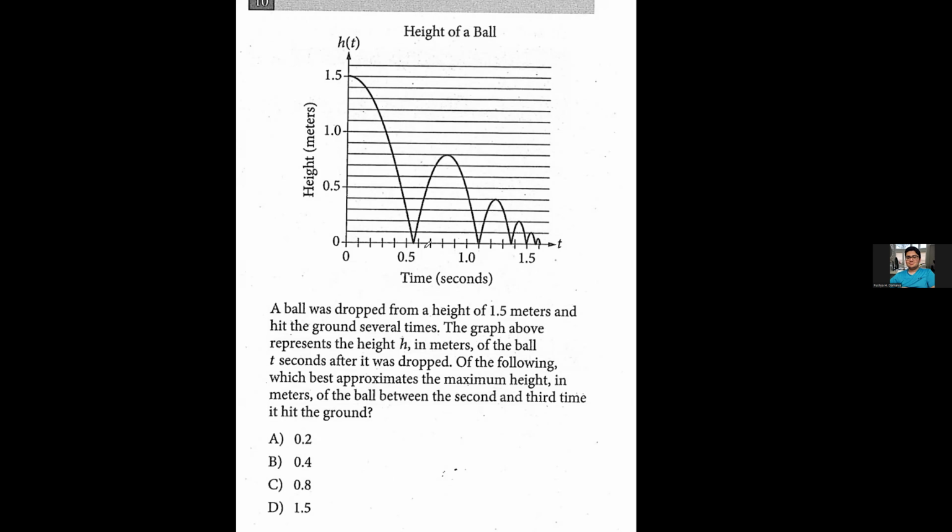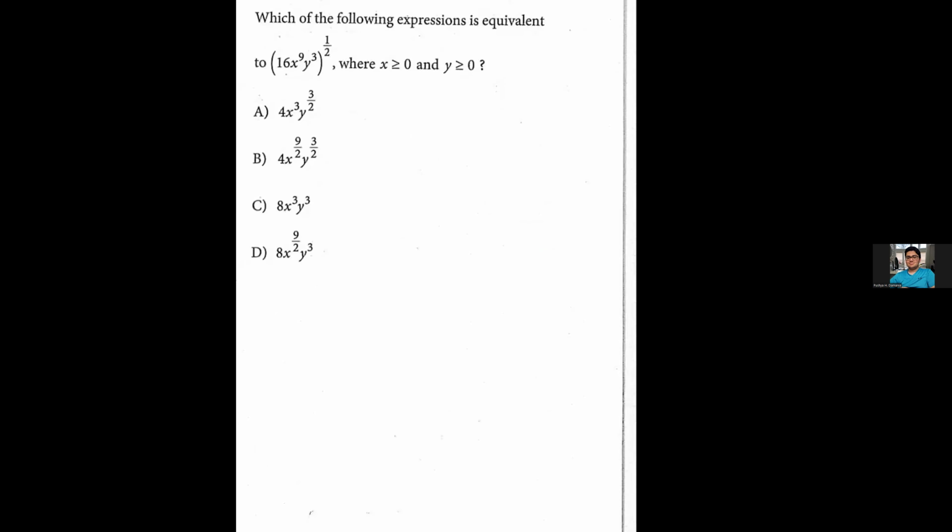Okay, so for question 10, we're asked to approximate the maximum height between the second and third time it hits the ground. So first time, second time, third time, fourth time, and so on. So between the second and third time would be this. We're asked to find the maximum height. So that would be here, so 0.4. So the correct answer is B. Okay, question 11.